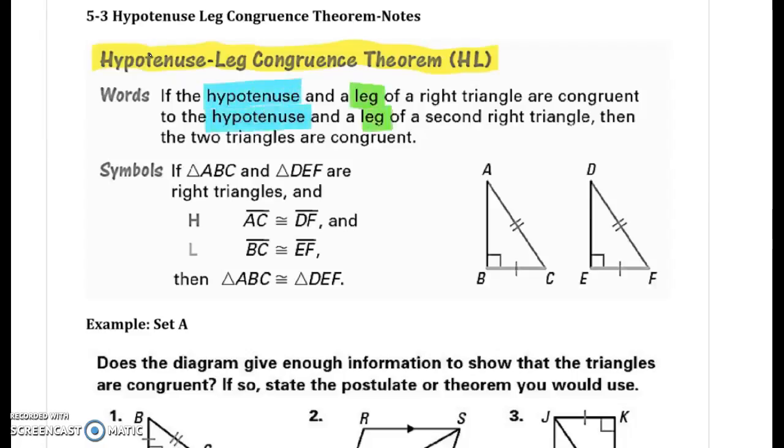and the leg. Symbols: if triangle ABC and DEF are right triangles, and H, which is my hypotenuse, AC is congruent to DF, and my leg, BC, is congruent to EF, the two triangles are congruent by hypotenuse, leg.